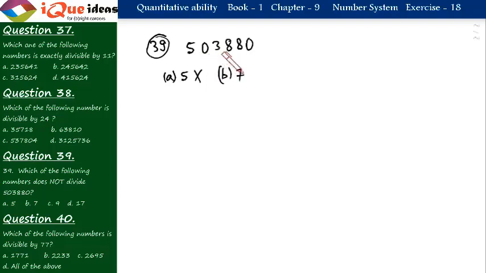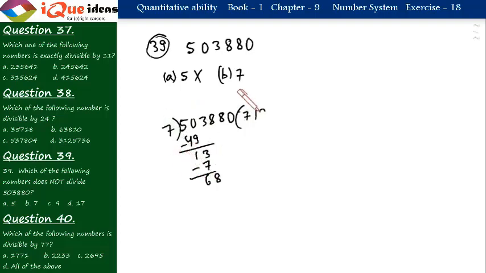Option B is 7. For 7, I think it is better if you divide. If you divide by 7, what will happen? Using the normal conventional method of division, 7 sevens is 49. So we subtract, 1, 3. 7 ones are 7, subtract, 6. Then we have 8. 7 nines are 63. Subtract, 5. Then we have 8. 7 8s are 56. All right. So this number is not going to be divisible by 7.